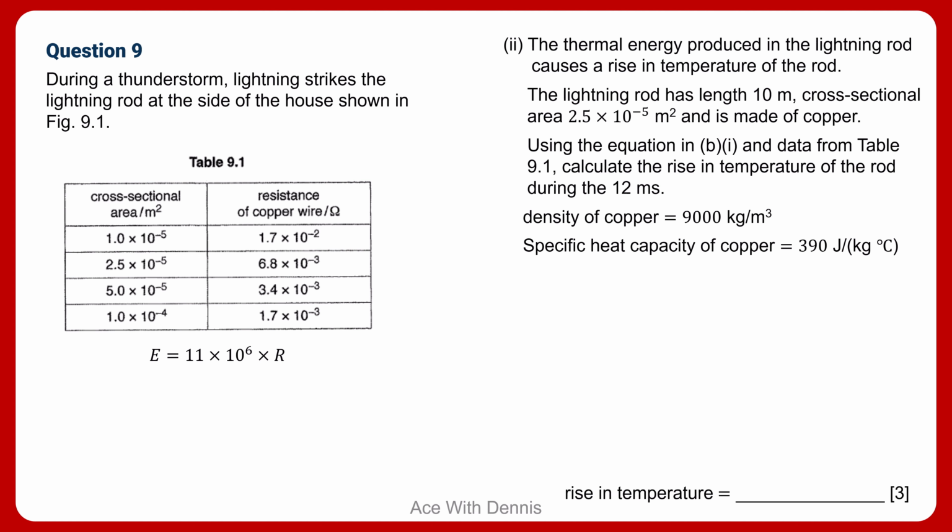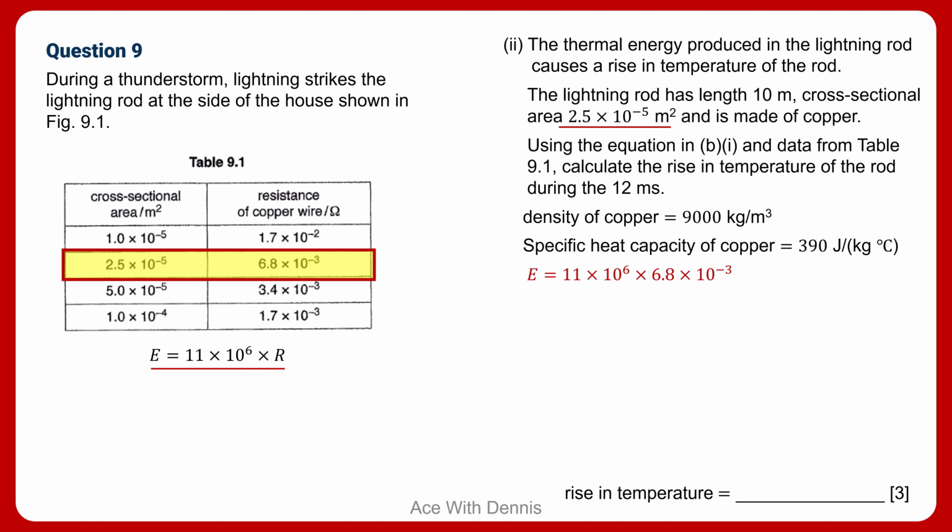3 marks. Okay, so this lightning rod has a cross-sectional area of 2.5 times 10 to the power negative 5 meters squared. Hence, from the table, we need to look at this row where the resistance is 6.8 times 10 to the power negative 3 ohms. We also need to use this formula which we get from part 1. Okay, so E equals 11 times 10 to the power of 6, and then the resistance is 6.8 times 10 to the power of negative 3, and we'll get 74,800 joules.